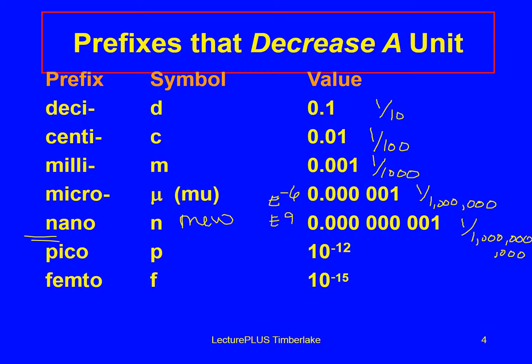Pico and femto are smaller as well, and if you look on the internet, I'm sure you'll find more that either go below these or some that exceed the value of what we had in the previous slide. There's a laser pointer too. Alright, so those are things that are going to increase or decrease our basic units.